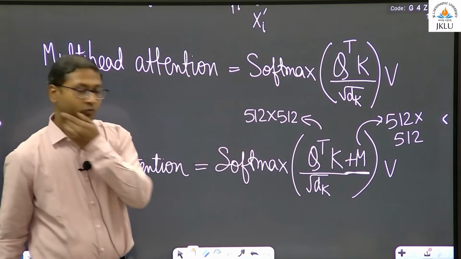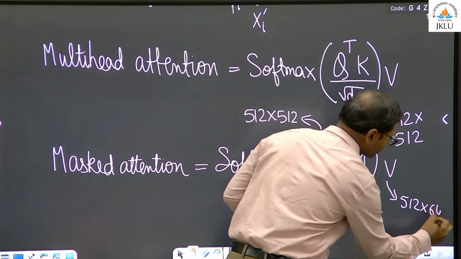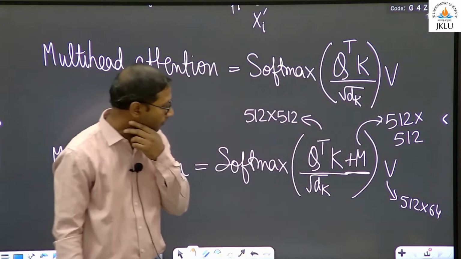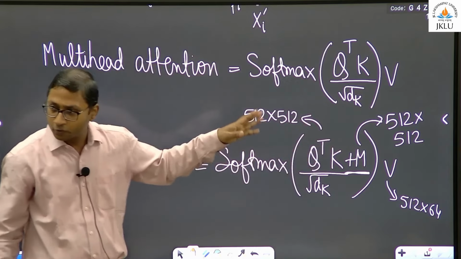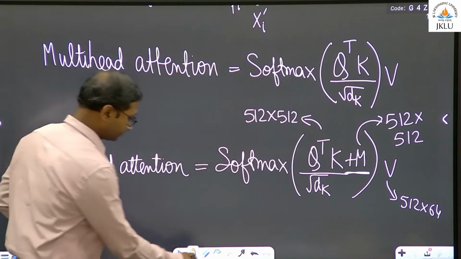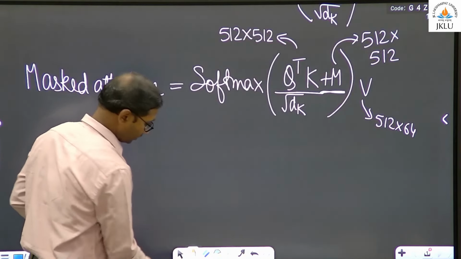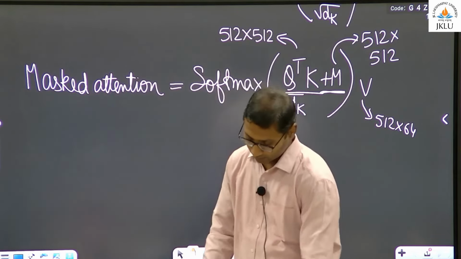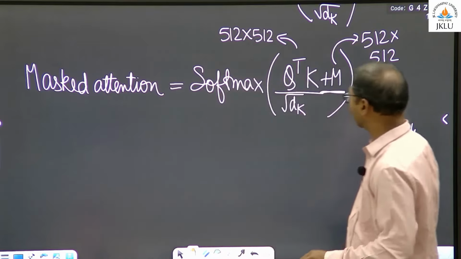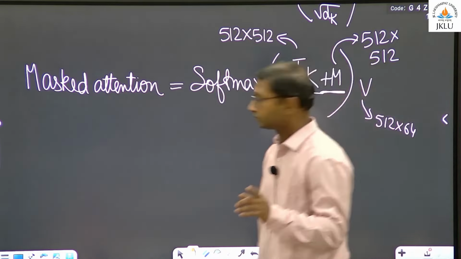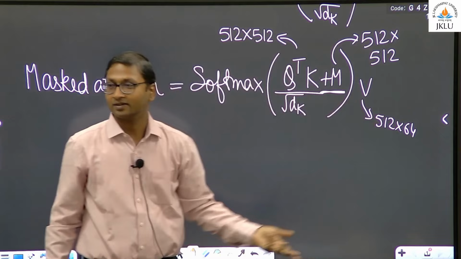What do we do now? What was V, by the way, for completeness? 512 cross 64. Now, so we are done with the dimensions. Now what should be the entries of matrix M? Negative of QTK, right? That makes everything 0 and I am done.